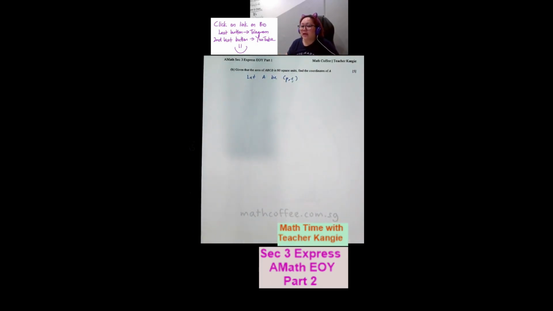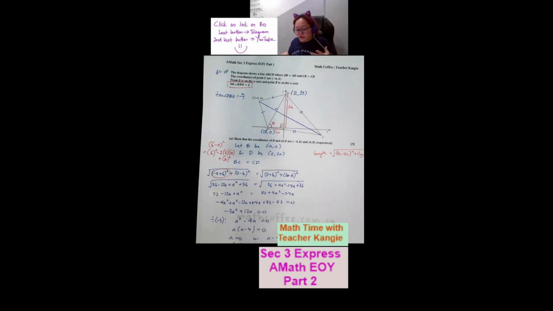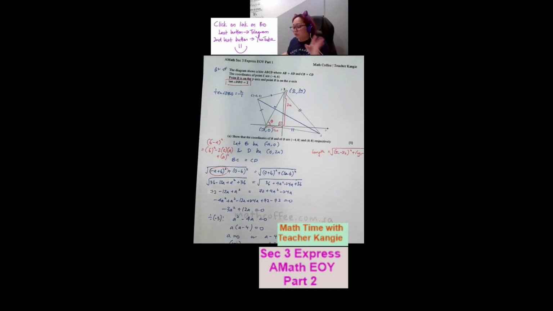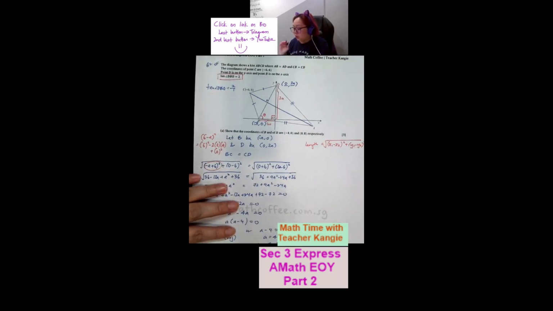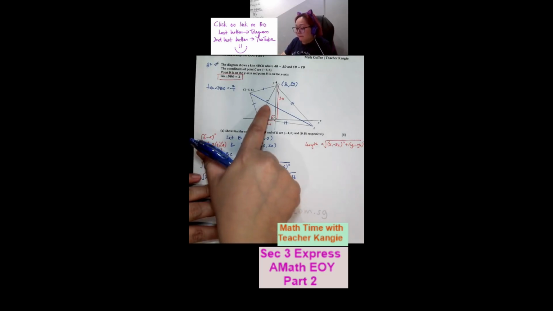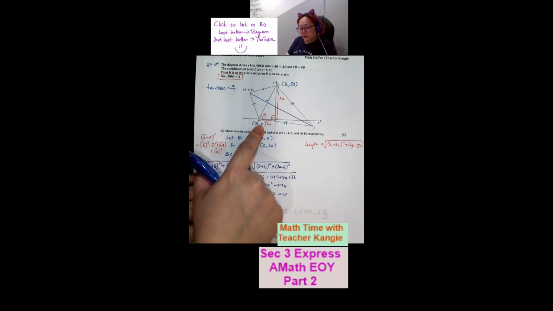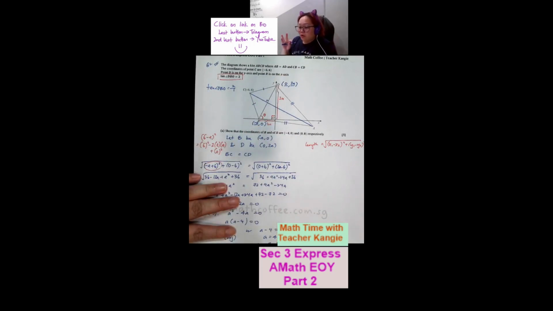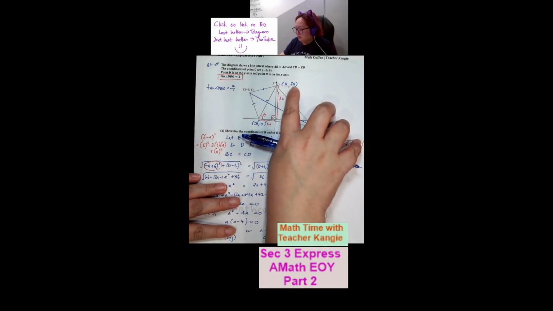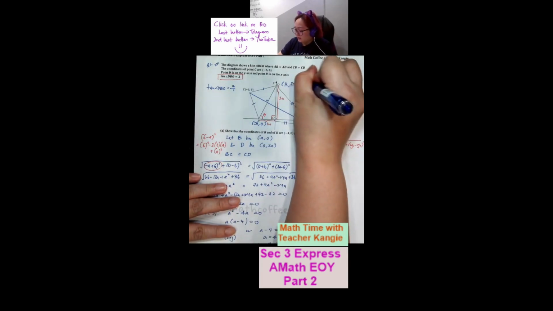Whenever you assign them as 2 unknowns, you know that you want to solve 2 unknowns, and naturally you must have 2 pieces of information to form 2 equations to do simultaneous. So then you look at the diagram again and see what 2 pieces of information you can use to form 2 equations. Remember, just now I mentioned that the diagonals are perpendicular to each other. So let's see whether we have information about the gradient. If you look at this one, we already know that this is (0, 8).